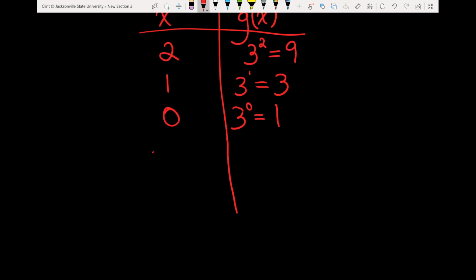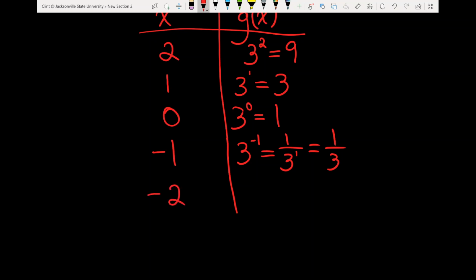Okay, so we did 1. Let's try a negative 1. And then that'll be 3 to the negative 1 power. Remember, the way we can deal with a negative exponent is we move it to the other side of the fraction. So that's like 1 over 3 to the first power, which is just 1/3. If you do it in your calculator, you'll get a decimal. That's okay.